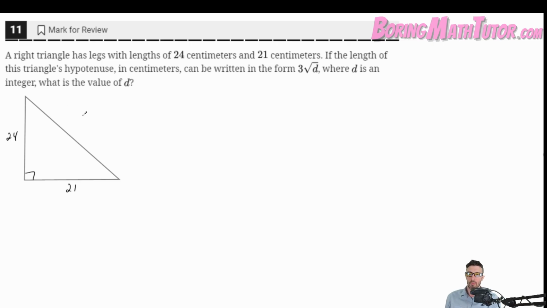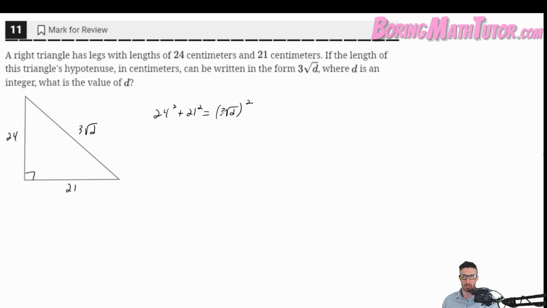All right, so they said we have a right triangle with legs of 24 and 21, and they're saying that the hypotenuse can be written in the form 3 root d. Well, what does that mean? That means that 24 squared plus 21 squared will have to equal 3 root d squared.